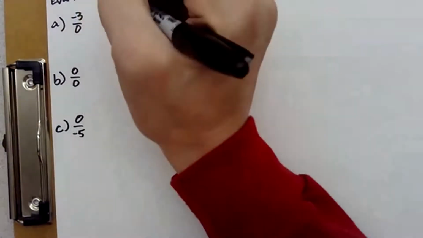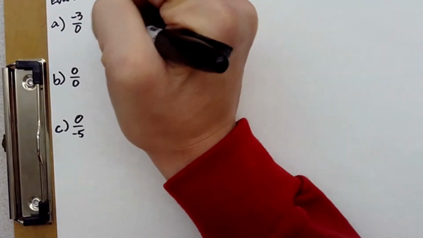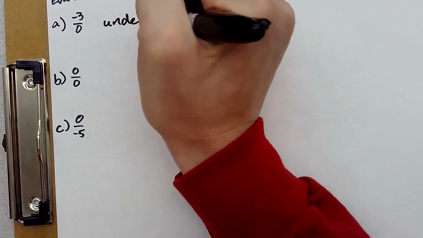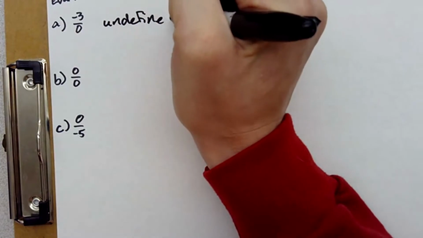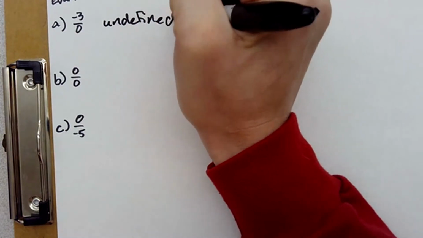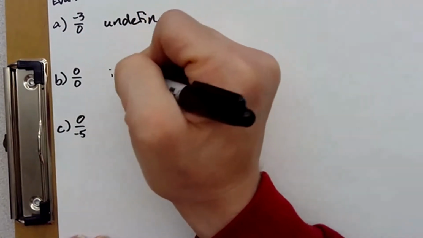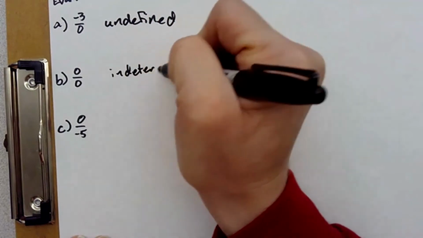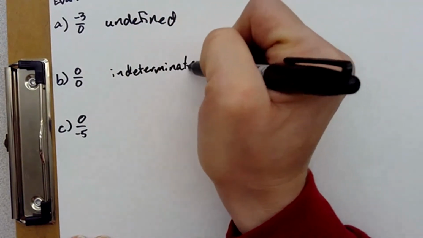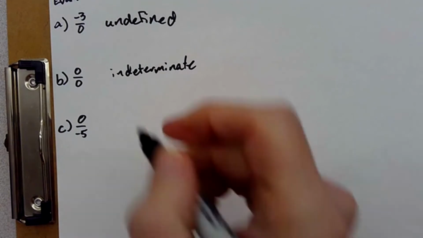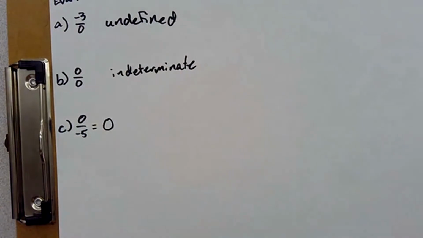Finally, negative 3 divided by 0 is undefined. We cannot divide a number by 0. 0 divided by 0, instead of being undefined, is indeterminate. We still can't divide it, but it's a little more complicated when we deal with 0 divided by itself. And 0 divided by 5 is 0. That's it for this video.